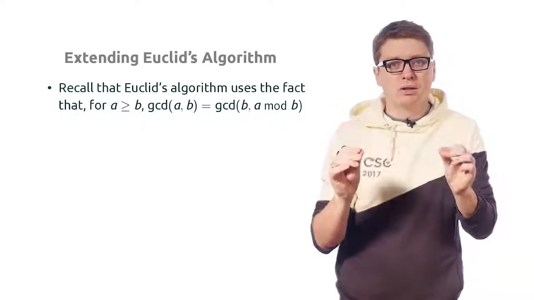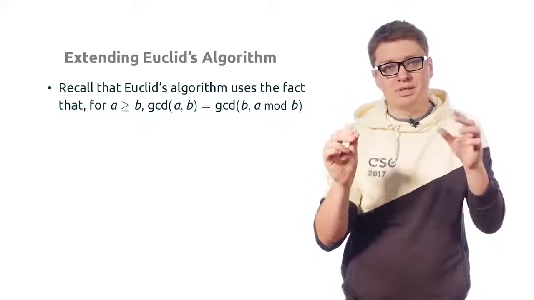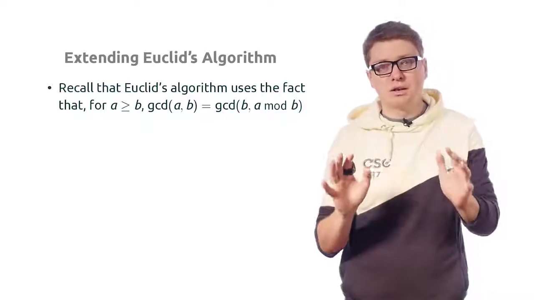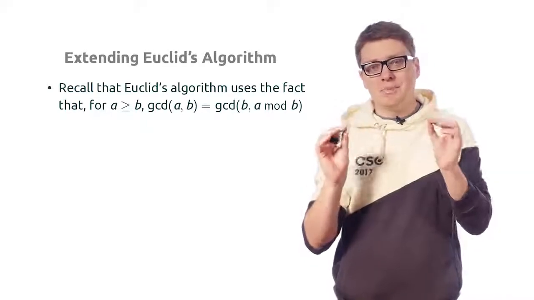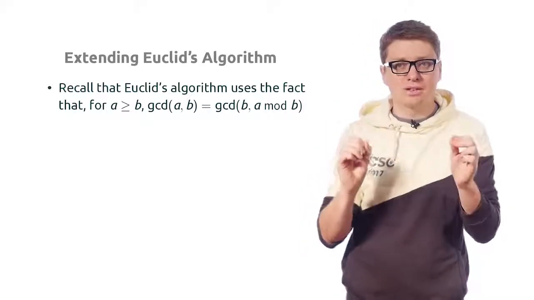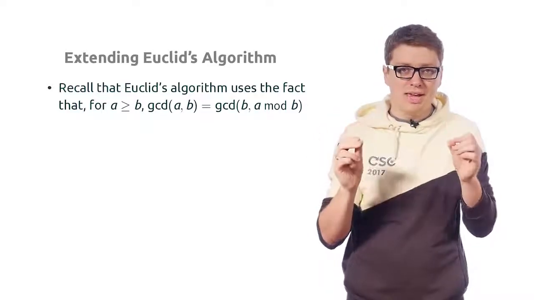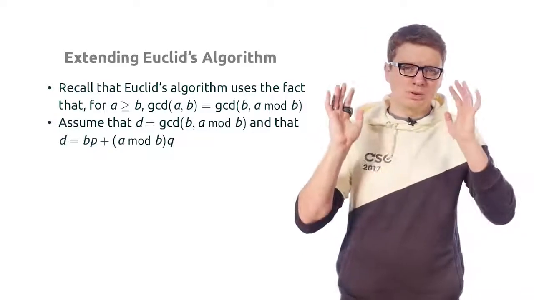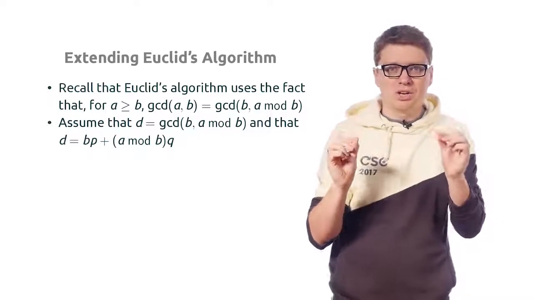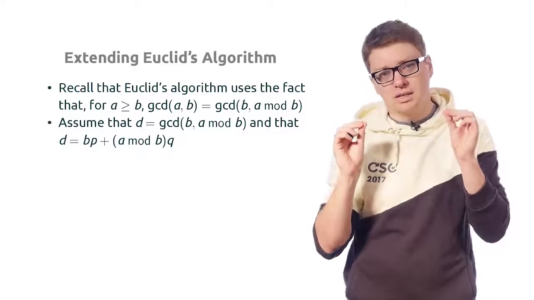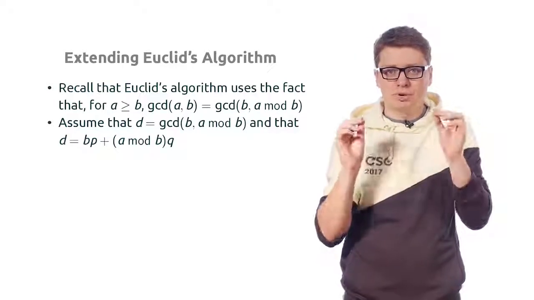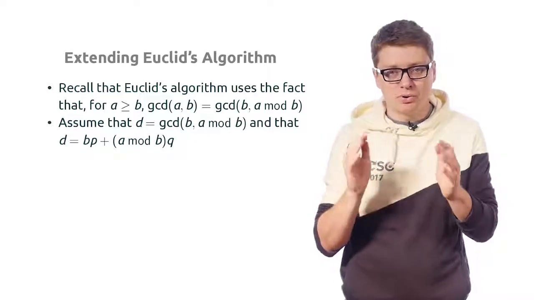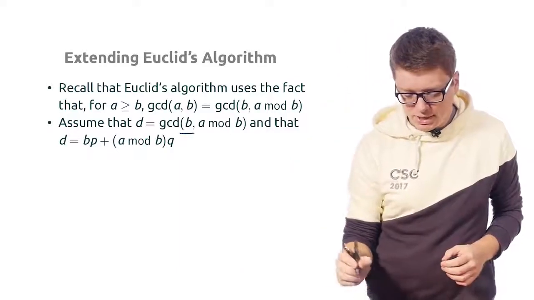First of all, recall that the Euclid's algorithm that we discovered in the previous video does the following. To compute the greatest common divisor of a and b, it actually makes a recursive call for computing the greatest common divisor of b and the remainder of a divided by b. This happens when a is at least b. So assume that we've just made such a recursive call, and it returned us not only the greatest common divisor d itself, but also a representation of this greatest common divisor as a linear combination of the parameters. By parameters here, I mean these two parameters, b and a mod b.